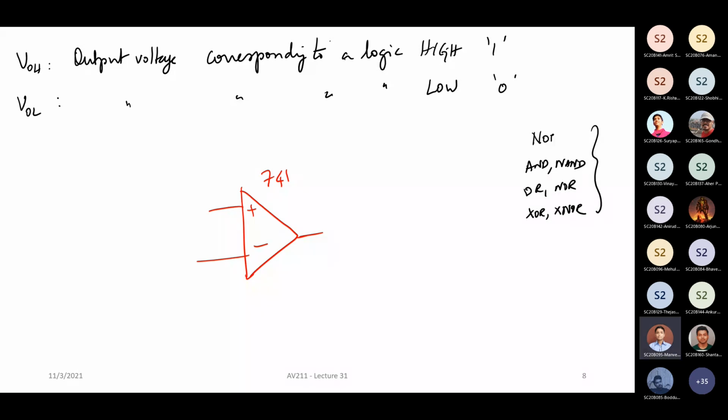Yes, it will work as a comparator. Why will it work as a comparator? Because this is going to have some open loop gain, and Vout is given as what? Let's say this is your Vp and this is your Vm. Vout is Vp minus Vm times the open loop gain.